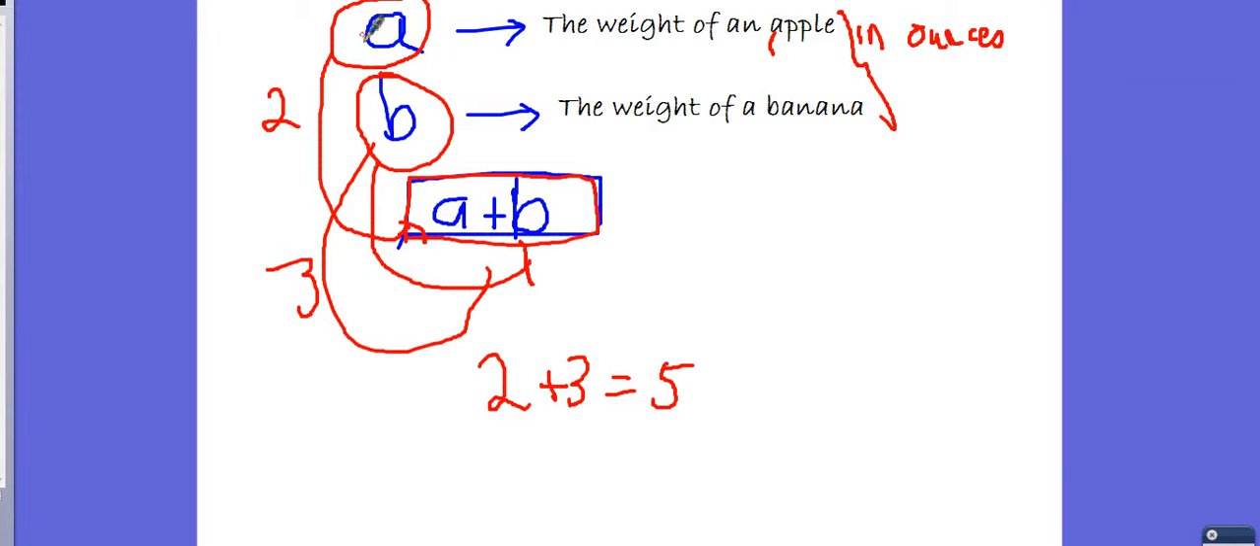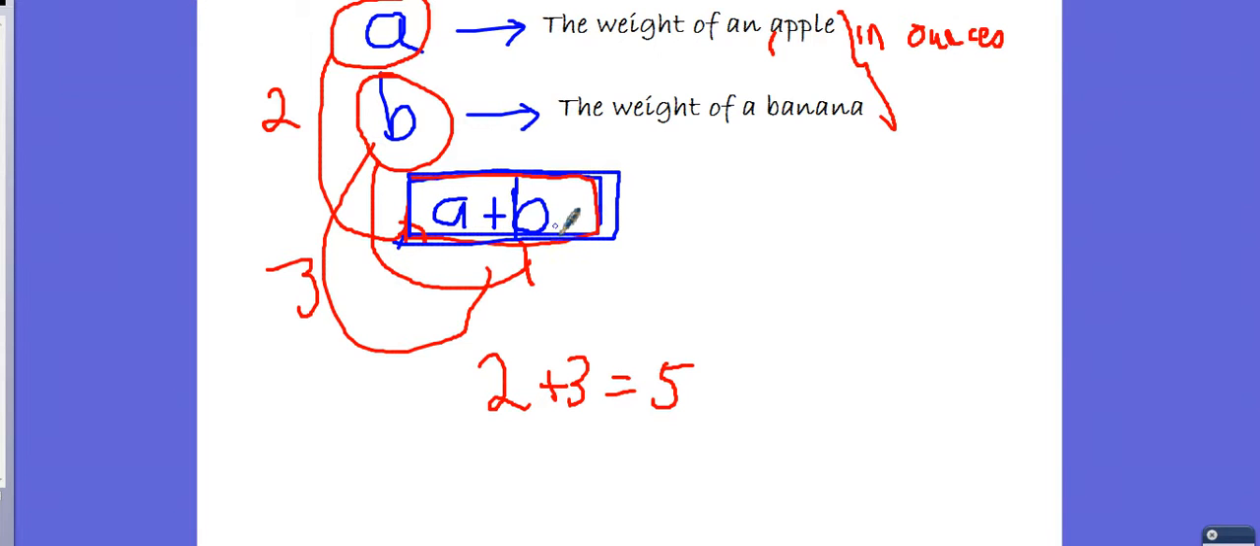And that's called substitution. I'm going to substitute the value 2 in for A, and I'm going to substitute the value 3 in for B, because I know that A represents the weight in ounces of an apple, and I know that B represents the weight in ounces of a banana, so I know that this expression means 2 ounces plus 3 ounces gives me 5 ounces. Now, normally we use algebra because we don't know what these values are, but we do know that the weight of an apple and a banana can be represented by A plus B.